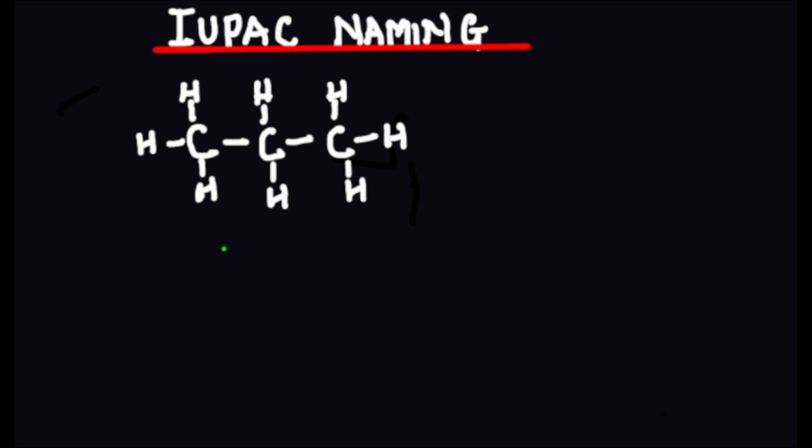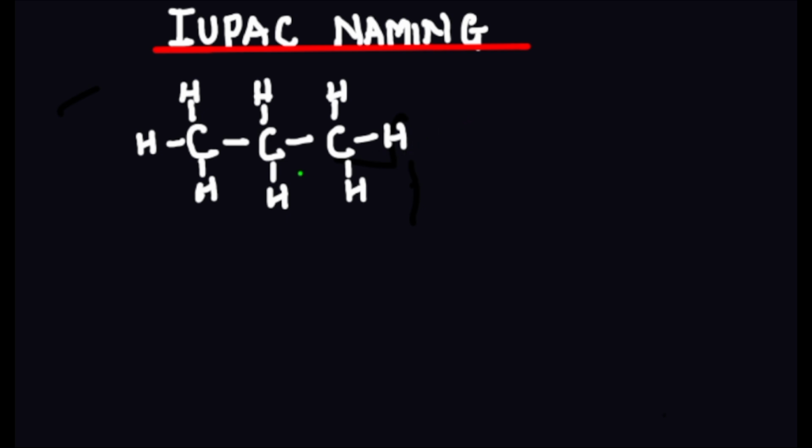First of all, you check everything that you are seeing here. All the bonds between the carbon to carbon atoms are single, right? That makes this compound belong to the alkane family, because it is a saturated hydrocarbon.